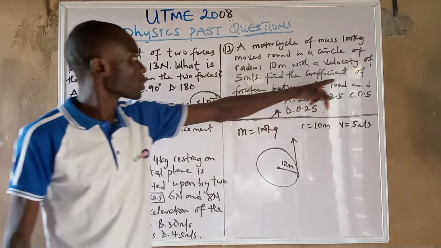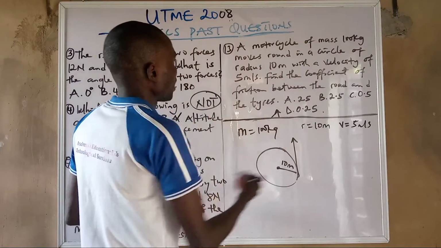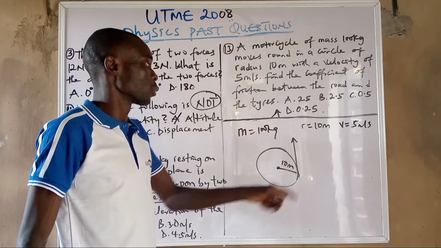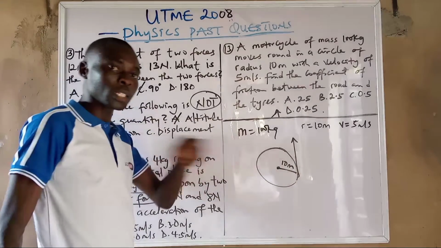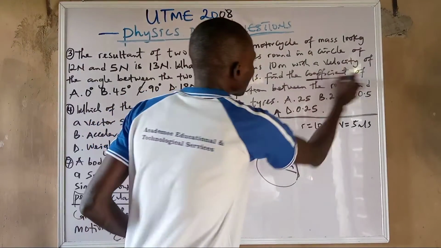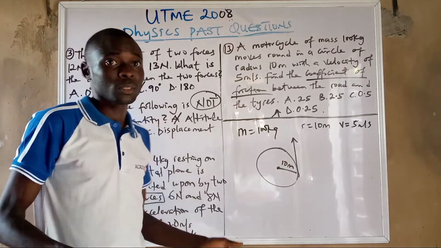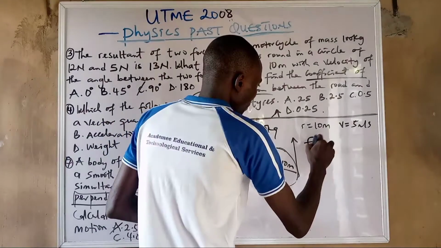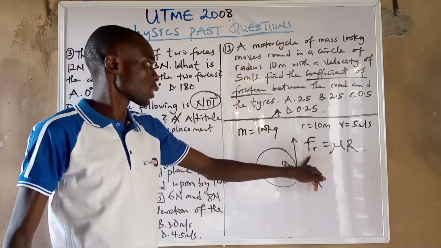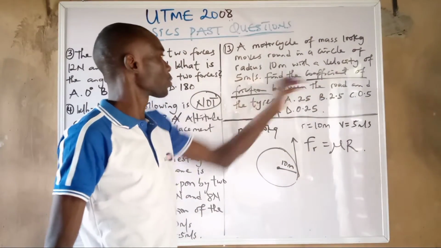We are now asked to find the coefficient of friction between the road and the tire. Yes, friction is the force that opposes motion. So between the tire of the motorcycle and the road, there is friction that is bound to occur. But what is the formula we are using to find the coefficient of friction? That will be a form of coefficient of dynamic friction due to motion. So, frictional force is equal to mu R. This is the formula. Our mu represents the coefficient of friction.